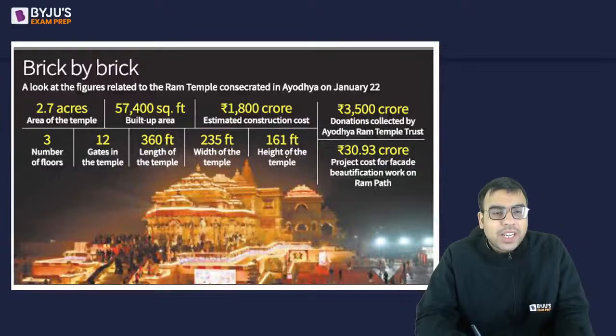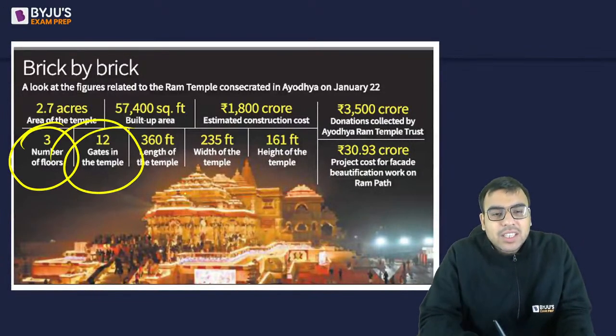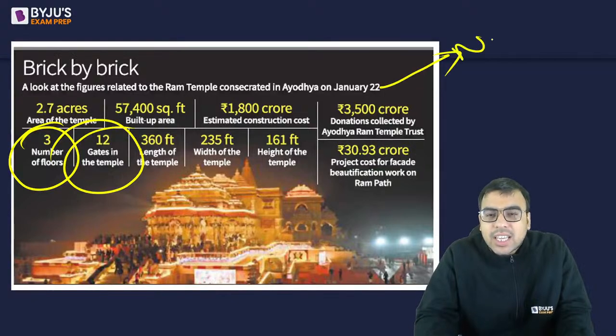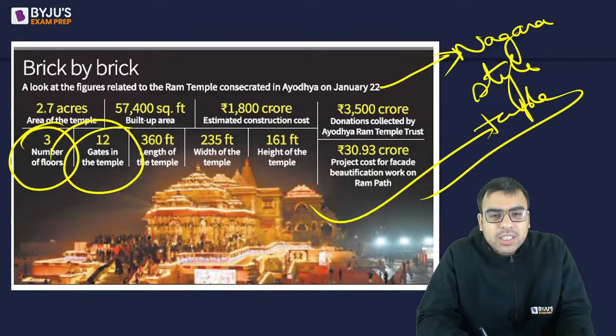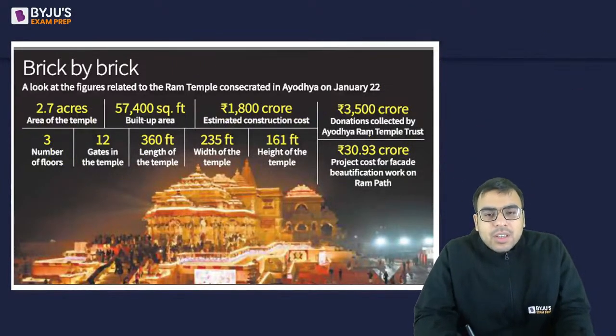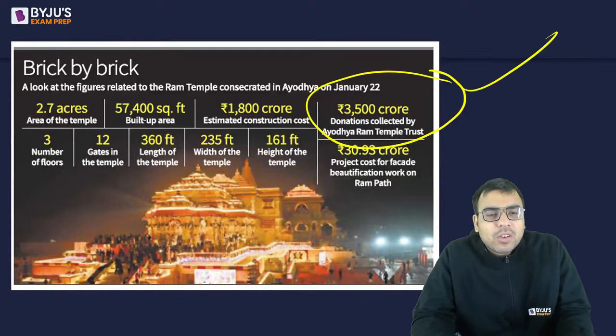है ना, इसको पढ़िएगा. And this thing you should be knowing it. कि कितने फ्लोर है, 3 फ्लोर है, 12 gates are there. इसे पूछ सकते हैं. नगारा स्टाइल में बना हुआ, ये पूछ सकते हैं. It's a Nagara style temple. Okay, so these are the things you should be knowing it. है ना. Donation collected is 3,500 crore. So these are the things. एक बार आप इसको देख लीजिएगा.